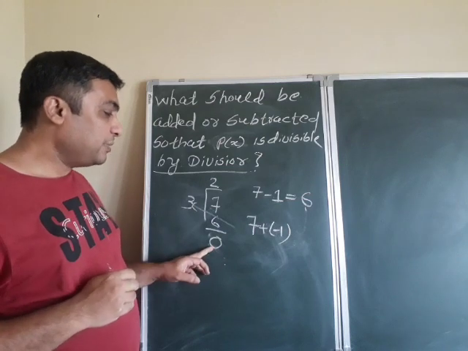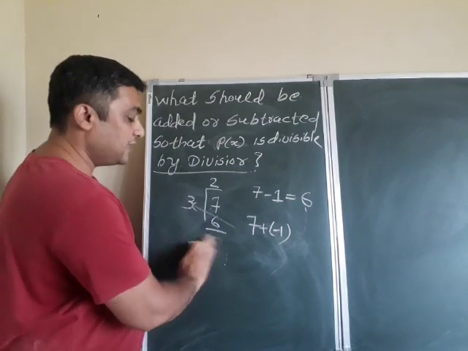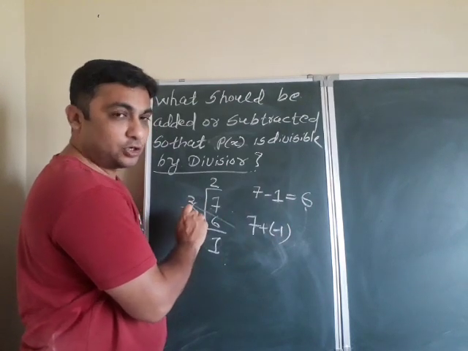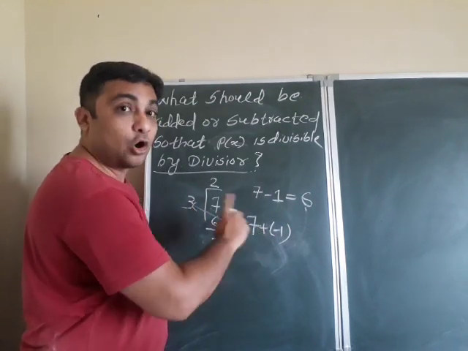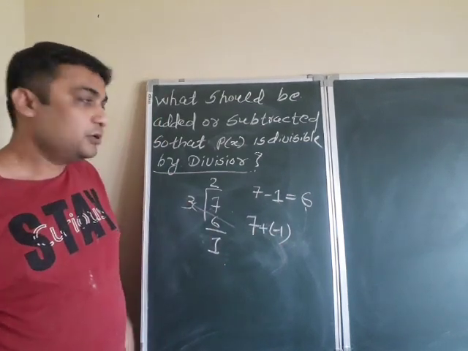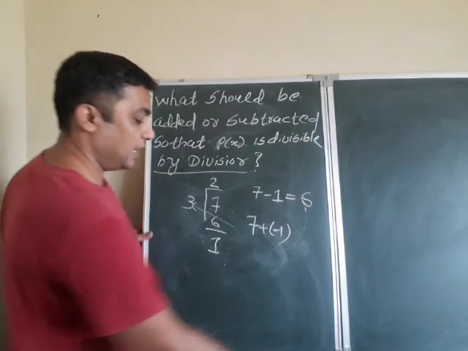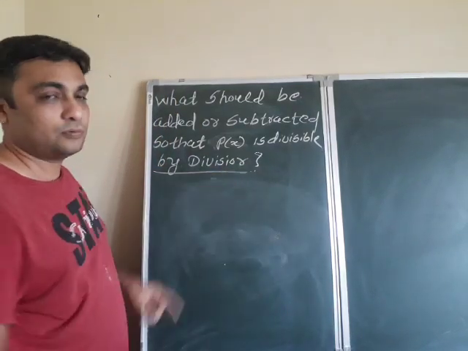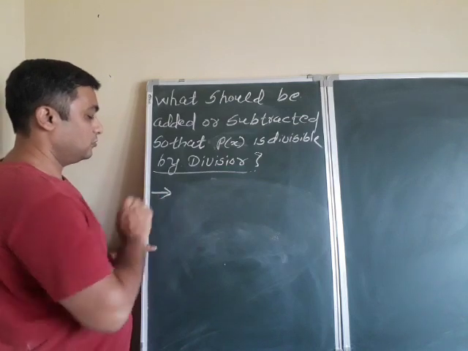But in case your remainder is not 0, then you can subtract your remainder to make it divisible. Okay? And you add the opposite of the remainder to make it divisible. Clear? So first write down this and then write down no.